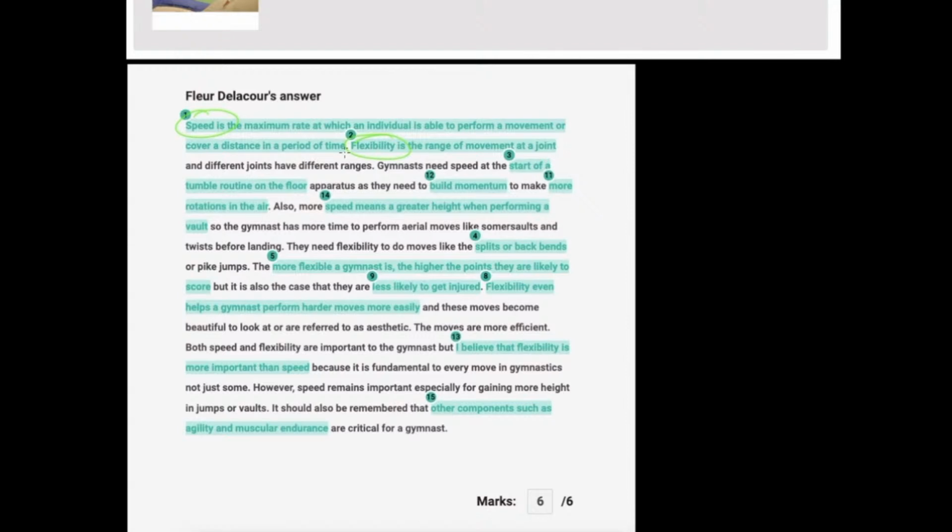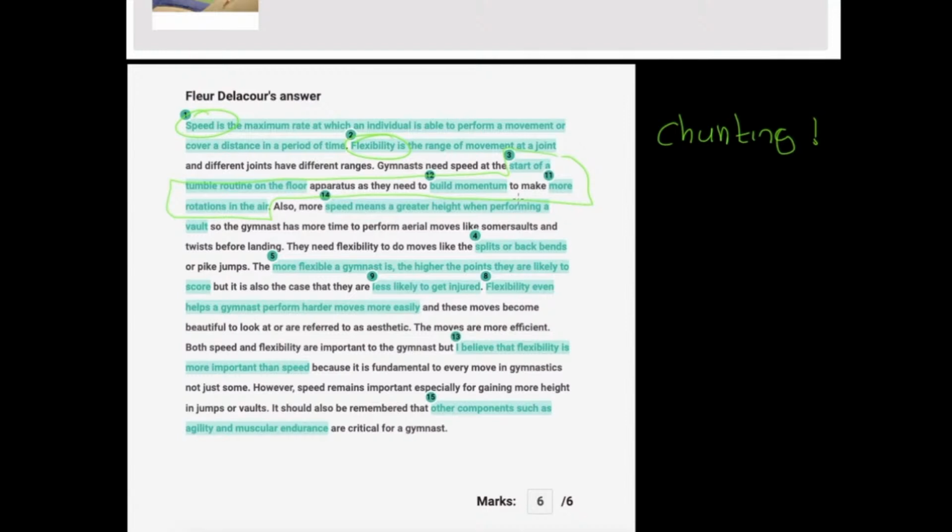Secondly, why does a gymnast need speed? This is the application: at the start of a tumble routine, they need to build momentum so they can do more rotations in the air. Have a look at that little section. That is a wonderful expression of AO2. So it's worth saying here that I'm chunking my answer. I've put AO1, now I'm doing AO2, of course, with the different components, and then I'll go into AO3.